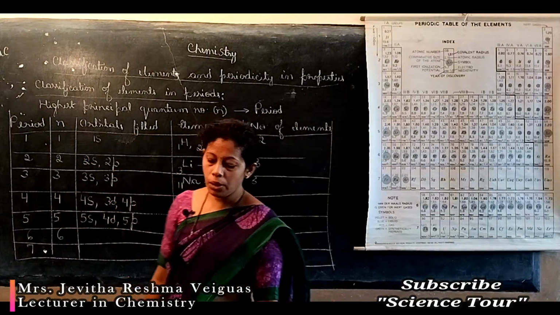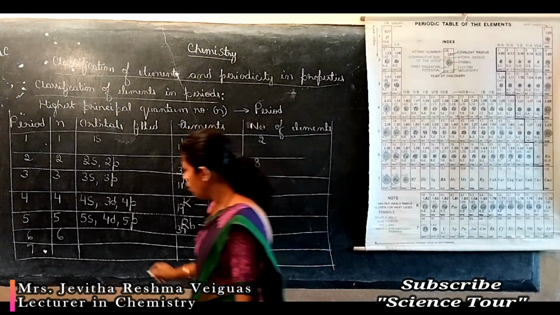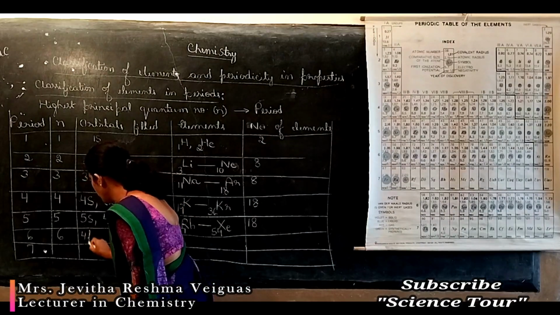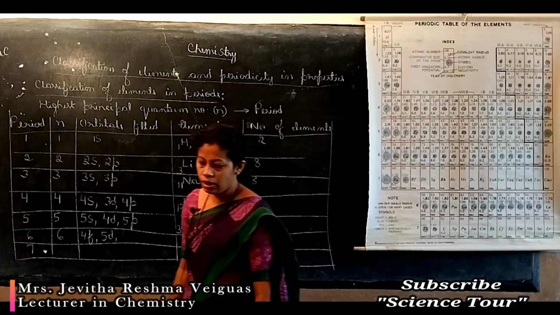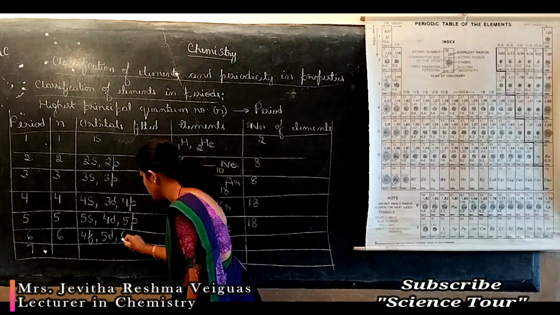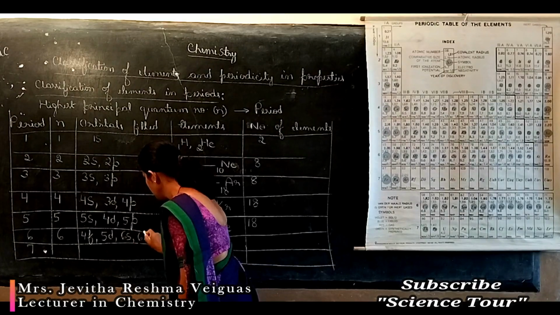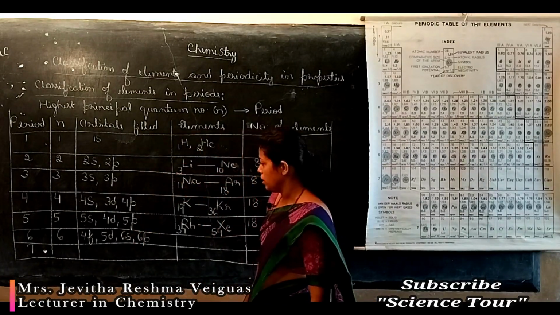Which are the orbitals possible here? Here orbitals possible are 4f, 5d, then come 6s and 6p. These are the orbitals possible.